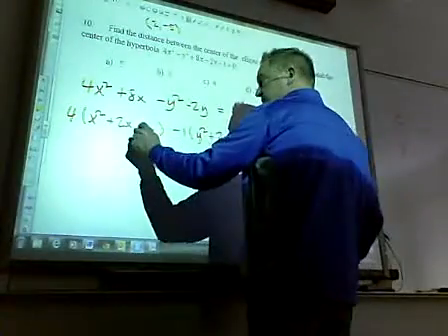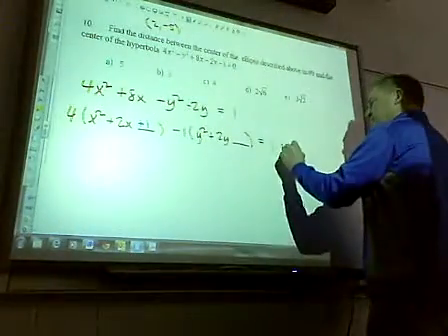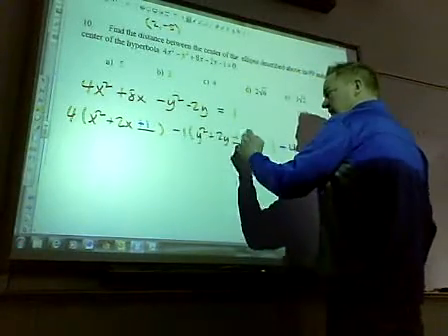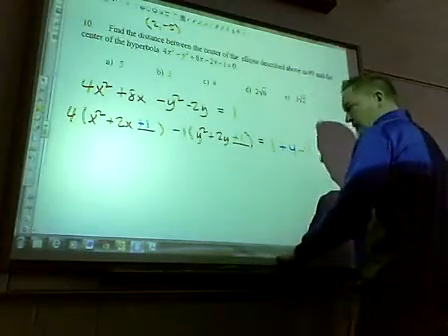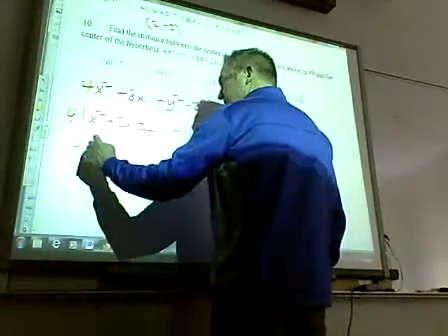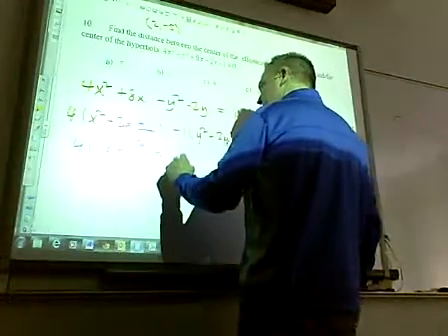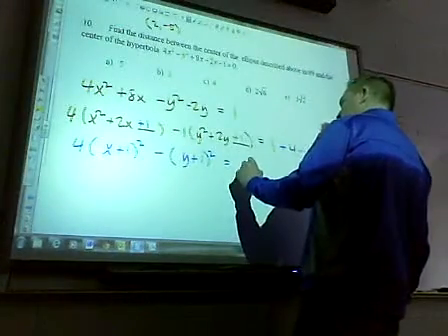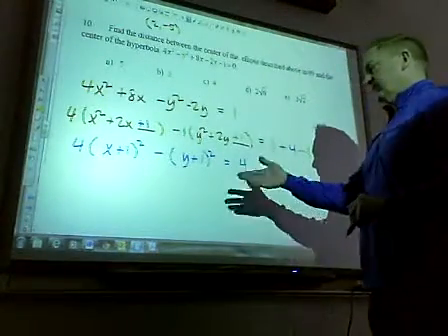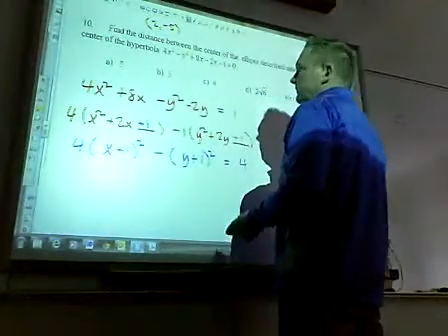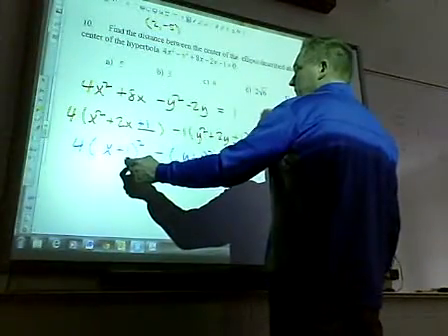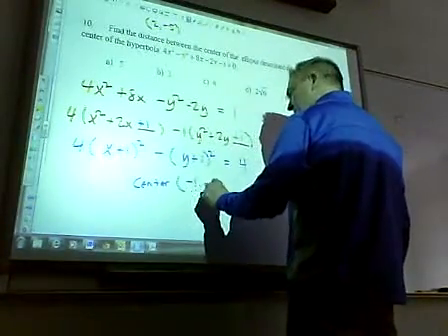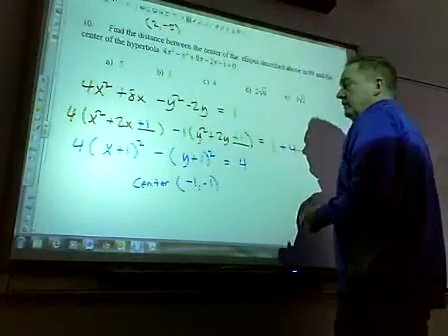Let's complete the square. Half of 2 is 1. Squared is still 1. 4 times 1, though, is 4. Half of 2 is 1. 1 squared is still 1, but negative 1 times that is negative 1. So we end up with 4 times the quantity x plus 1 squared minus the quantity y plus 1 squared equals 4. And divide by 4, and you can get this set up, but really, I don't need to do all that. All I need to know is the center, which is h, k, negative 1, negative 1, right? That's really all I need.